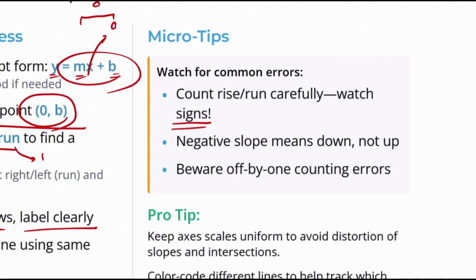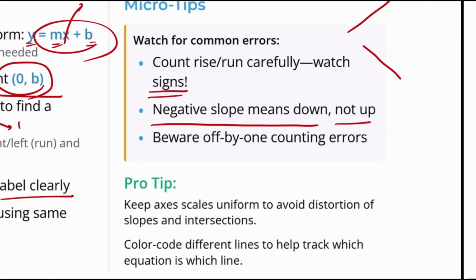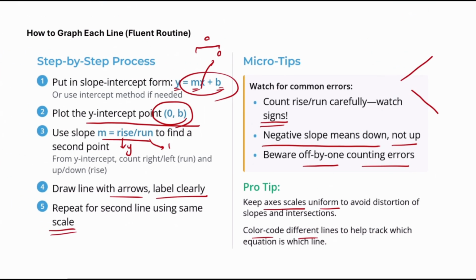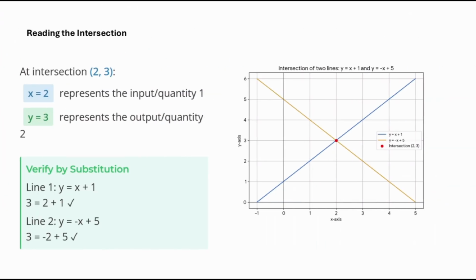Negative slopes mean that they're going down, not up. Be careful. Negative slope means something like this, and a positive slope means something like that. Beware of off-by-one counting errors. Please be careful. After that, try to keep your axis scales uniform, and at the end, try to color code them, because we are not going to be confused by two same colors.